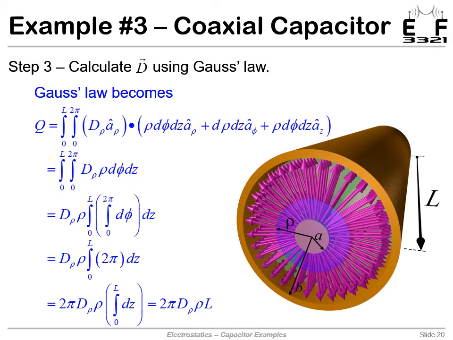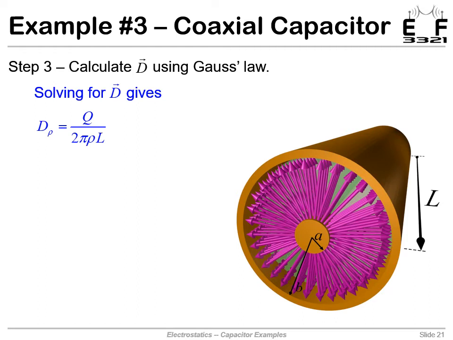That expression is the total charge. We can now solve this for D rho. And that's what we do on this slide. So we then have an expression for the rho component of the electric flux. And we can write it as a vector. We give it a direction in the rho direction.